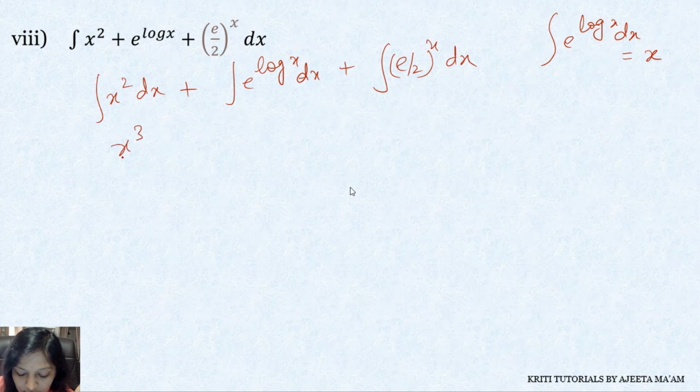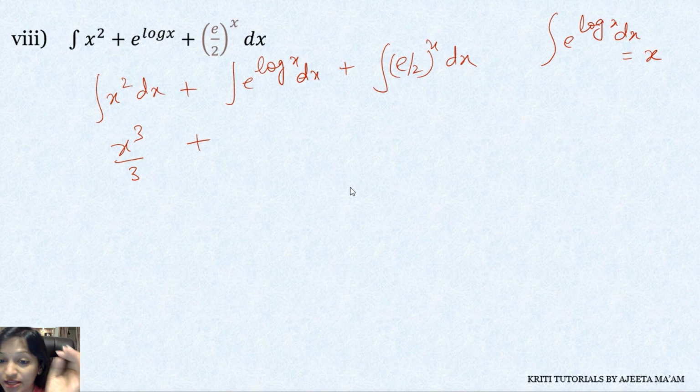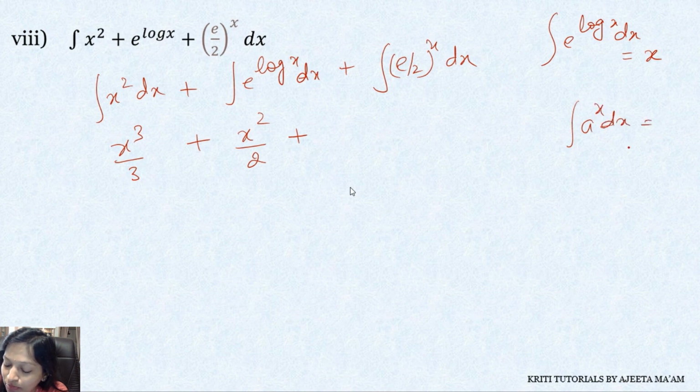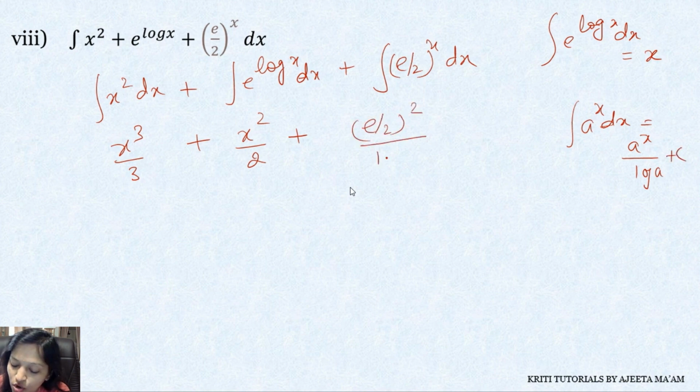So the integral of x square is x cube by 3. Exponential log x is x only, so what is the integral of x? x square by 2. Right. Now (e by 2) whole raised to x. Here the simple thing is that e by 2 is like a constant. So you will be using the formula for the integral of a raised to x dx, which is a raised to x upon log a. So it will become (e by 2) raised to x upon log of e by 2 plus c. And that will be our final answer.